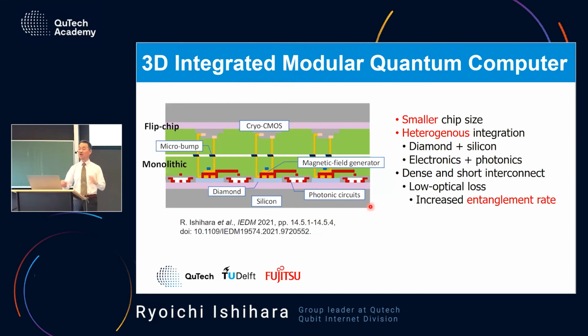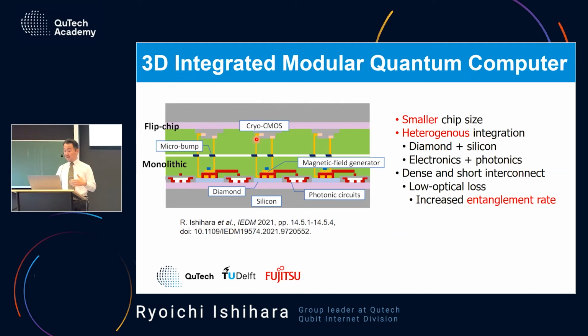The group of my team is working on 3D integration of this modular quantum computing. It combines the flip chip technology that I mentioned and a monolithic integration approach. The monolithic approach is for integration of the diamond, the magnetic generator, and the photonic circuit. Flip chip is used to integrate the cryogenic chip.